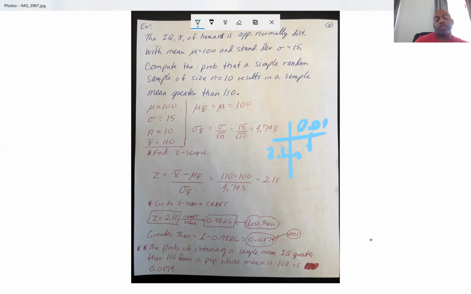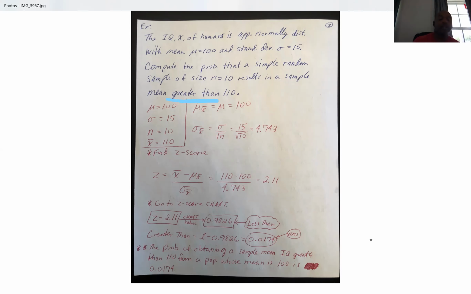And don't forget that your chart value will always be less than. That's what I was notating there. But if we want greater than, which is what this problem was asking, then we subtract that from 1. So our answer right here is 0.0174. Once again, if it said sample mean less than, we would have just taken the chart value. But since it asked for greater than, you subtract your chart value from 1.